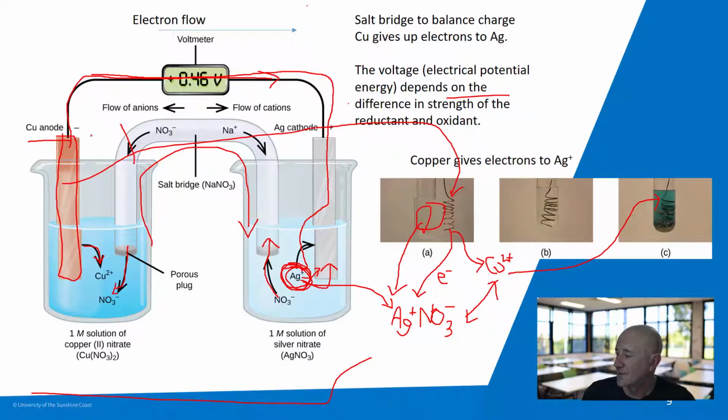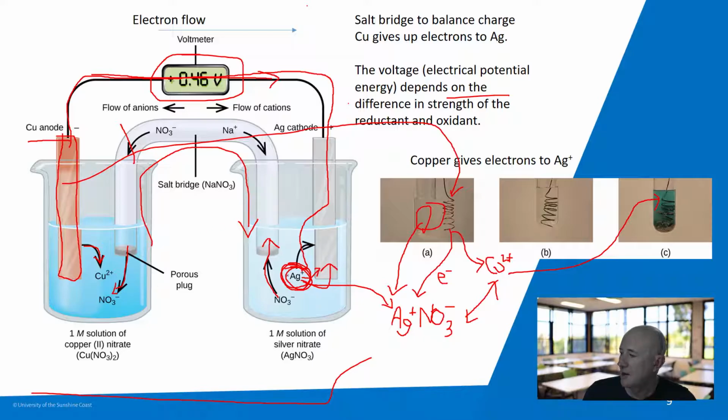Now, that difference in the ability of copper and silver to gain and lose electrons is actually measured as a voltage. And in this case, the voltage is 0.46. Of course, it's positive. And what it's saying is, if it's positive like this, it's the copper that is actually the better reductant than the silver. If you want to look at it that way, or you could say the silver is the better oxidant than the copper.